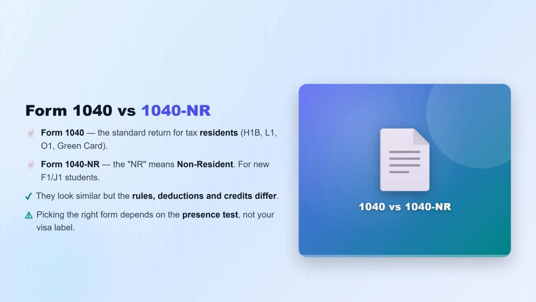Form 1040 is the standard return for tax residents, that is H-1B, L-1, O-1, and green card holders. Form 1040-NR, where NR means non-resident, is for new F1 and J1 students. The two forms look similar, but the rules, deductions, and credits are different. And remember, which one you use depends on the presence test, not just your visa name.